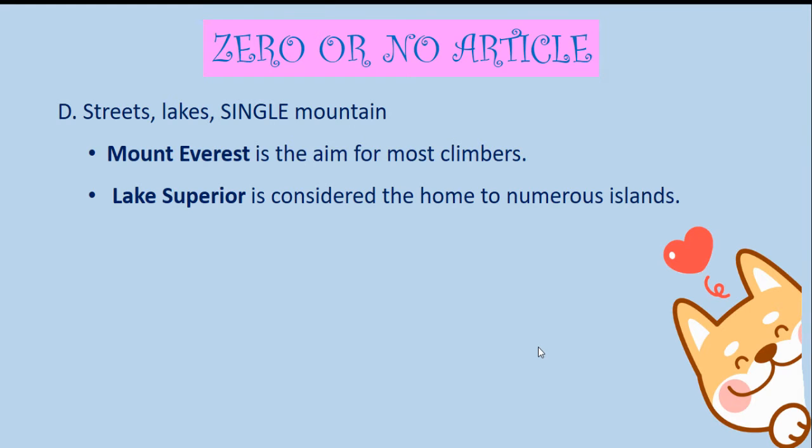Then when we talk about streets, lakes, or single mountains, and I put it in capital letters, single mountains, okay? Ranges with the single mountains, nothing there, okay? So Mount Everest is the aim for most climbers. Lake Superior is considered the home to numerous islands, okay? Mount Everest, not the Mount Everest. Lake Superior, not the Lake Superior, okay?